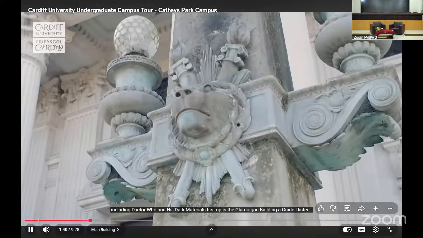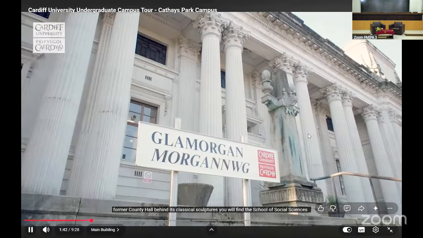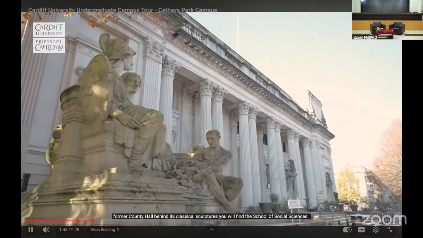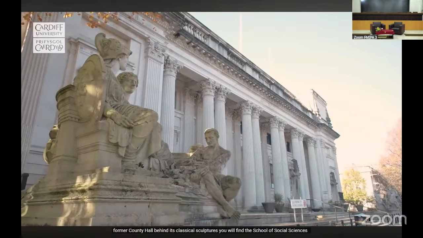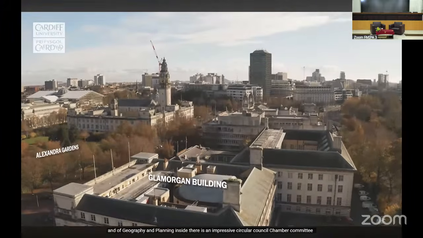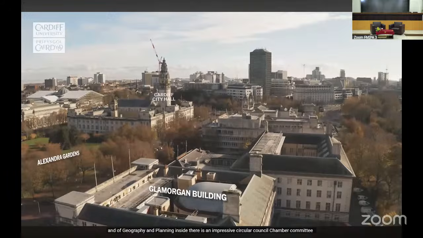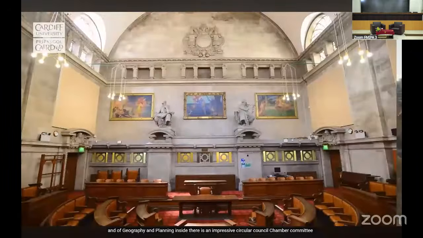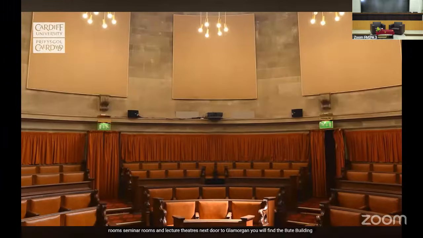First up is the Glamorgan Building, a Grade 1 listed former county hall. Behind its classical sculptures, you will find the School of Social Sciences and of Geography and Planning. Inside, there is an impressive circular council chamber, committee rooms, seminar rooms, and lecture theatres.